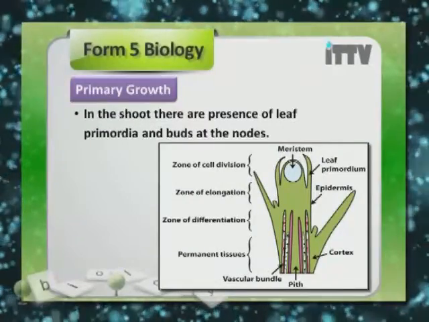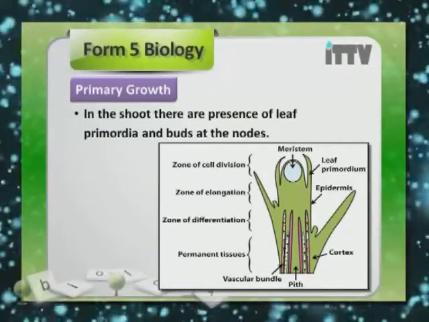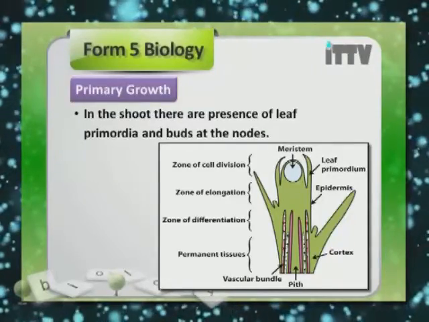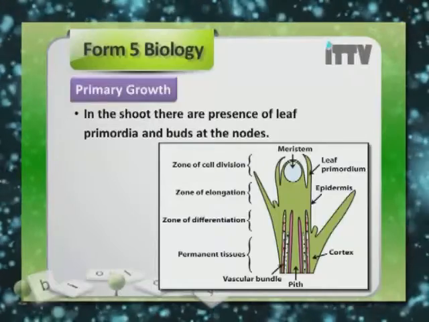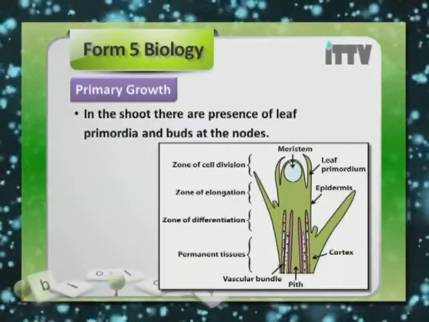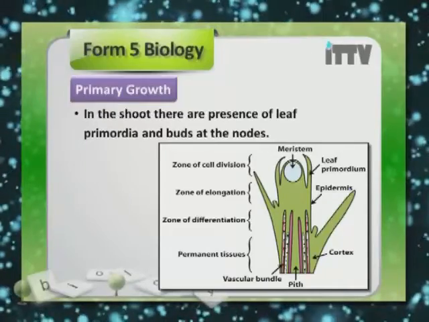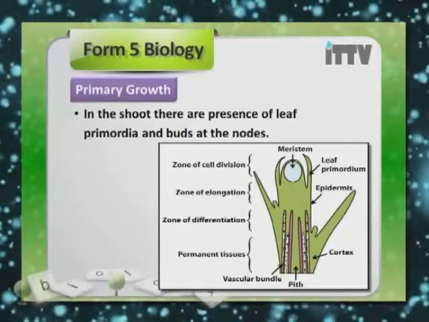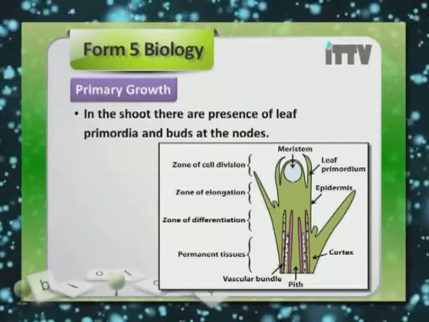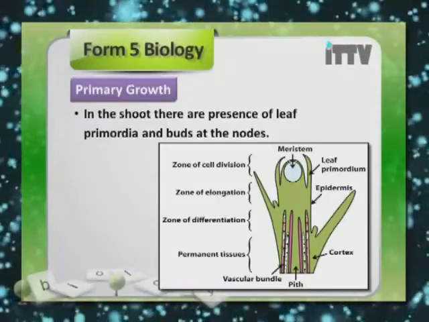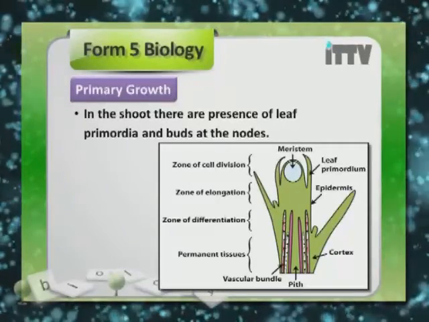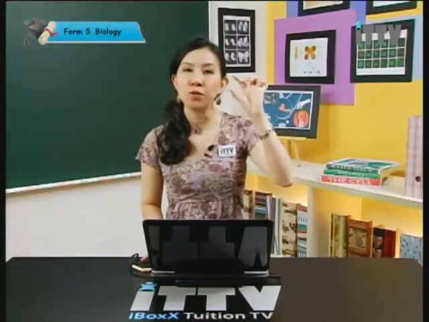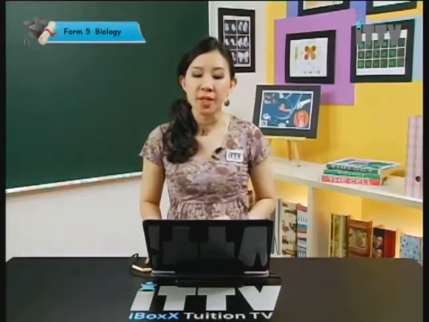Now, let's move on to the next part of the slide. In the shoot, there is the presence of leaf primordia and buds at the nodes. So even at the tip of the shoot, there are some meristem tissues whereby there are three regions of growth, which are also the zone of cell division, elongation, and differentiation. It's really interesting that they experience primary growth only at the tips of the roots and tips of the shoots because there are meristem tissues there.